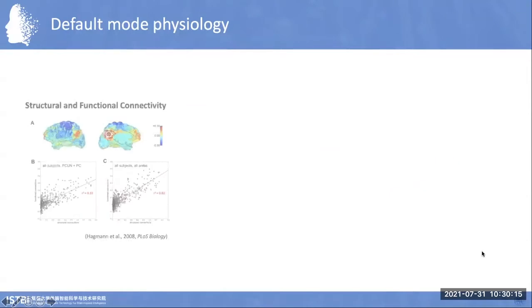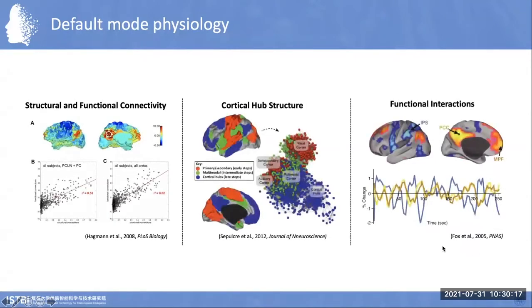So first, we will talk about default mode physiology. The interesting bit is that the default mode brain regions show very high structural and functional connectivity, meaning that they're very highly interconnected. And in fact, from a graph theoretical perspective, they show this cortical hub structure, meaning that they are the main highways within the brain that might facilitate the connection across various different brain regions.